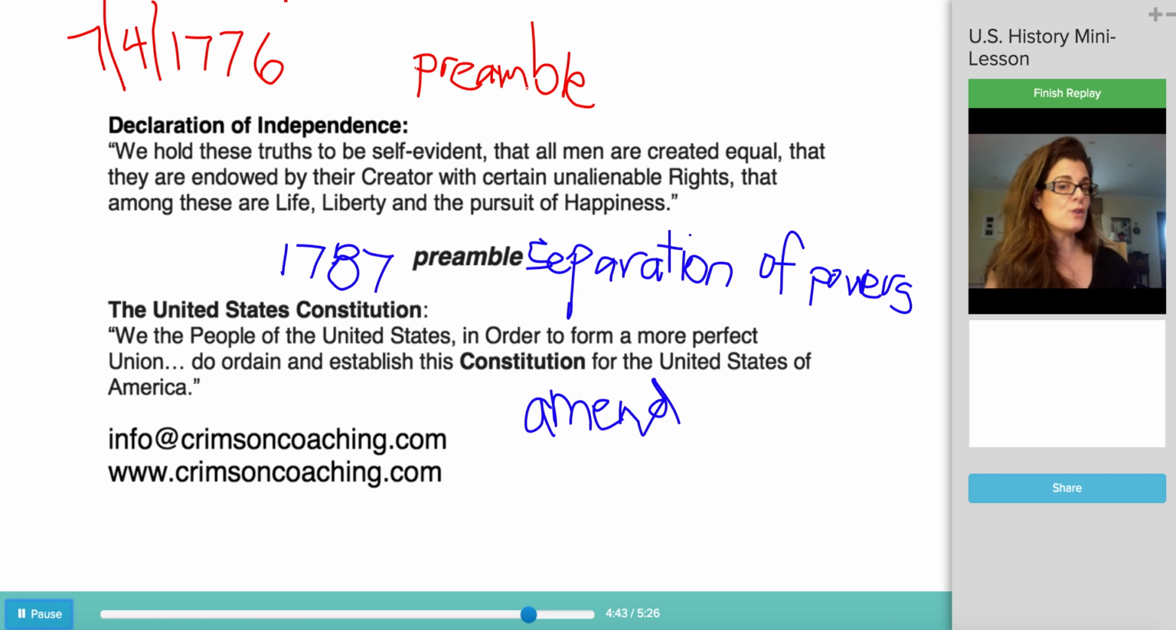Well, that's all we have time for today. I hope you've enjoyed learning about the key differences between the Declaration of Independence and the U.S. Constitution.